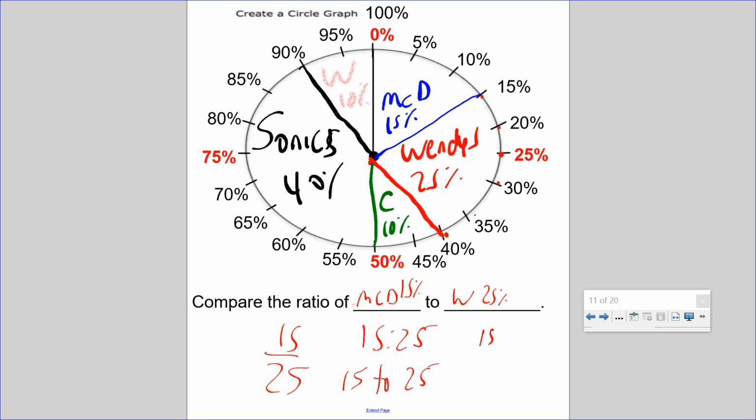So let's go back to our fractional form. Could I simplify it? Yes, I can divide both numbers by 5. I'm drawing the big 1, so I'm dividing both numbers by 5, and I get 3/5. So there's a 3 to 5 comparison between McDonald's and Wendy's. So McDonald's is 3/5 of the size, the magnitude, of Wendy's.